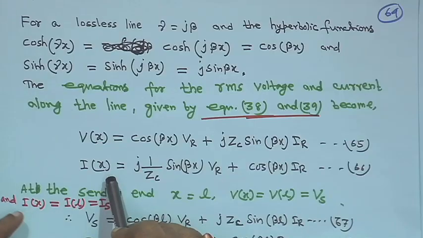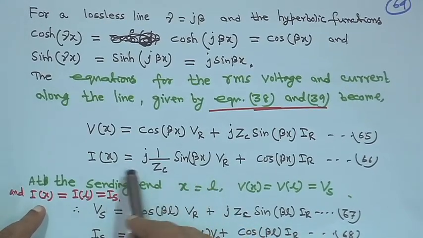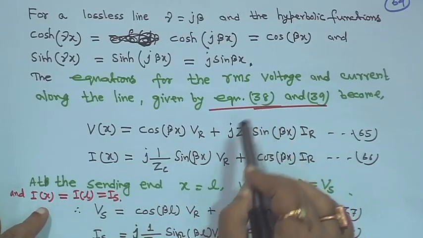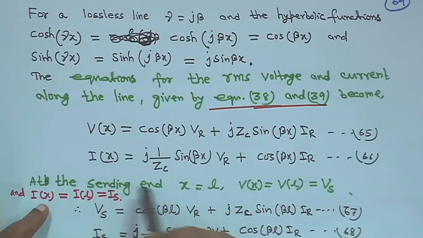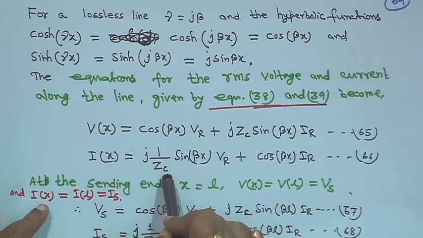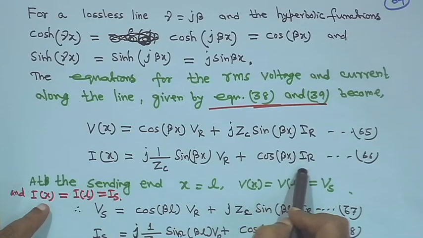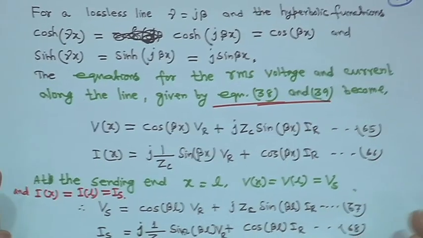Similarly, here also, you just replace those hyperbolic terms. That is equation 38 and 39. In equation 38 you put that, and in equation 39 you put for I x, right. Then you will get I x equal to j 1 upon z c sin beta x V r plus cos beta x I r. This is equation 65 and this one is 66, right.